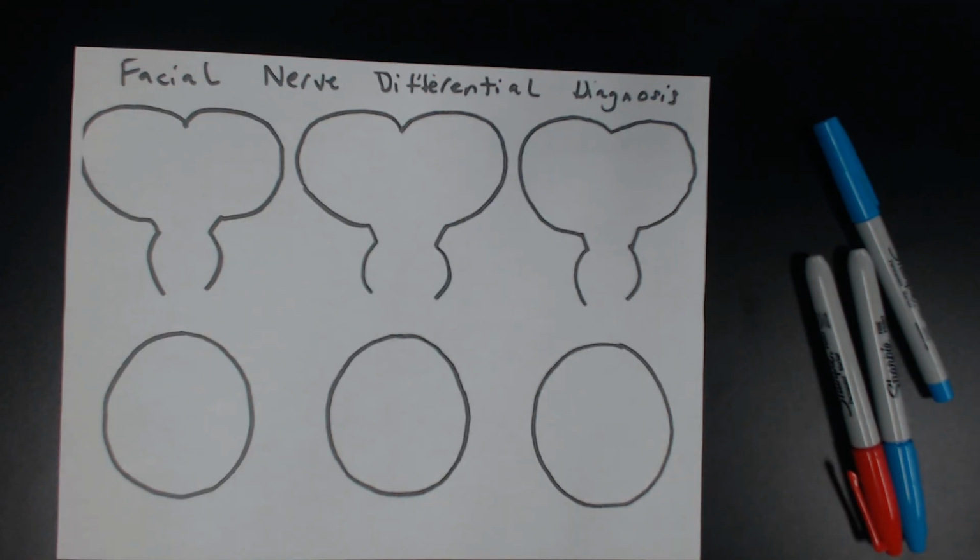Does anyone know what the lower motor neuron lesion is called for the facial nerve paralysis? Something called Bell's palsy. Okay. Has anybody ever seen a person with Bell's palsy before? Yeah. And the patient presentation with a person with Bell's palsy is just a little bit different than that of having had a stroke. Okay, and that's what this is all about.